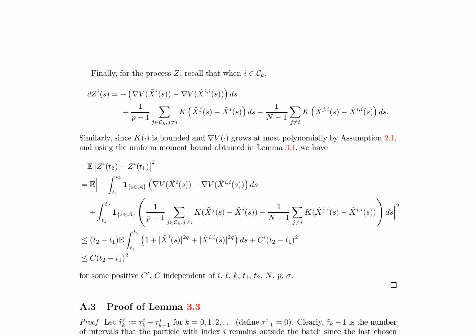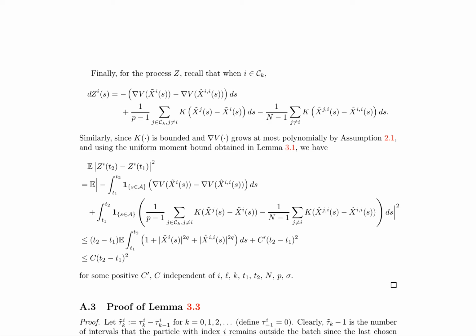Finally, for z, the expectation of the squared difference between z(t2) and z(t1) is bounded by C(t2 - t1)^2, where C is a positive constant independent of i, L, k, t1, t2, N, p, and σ.